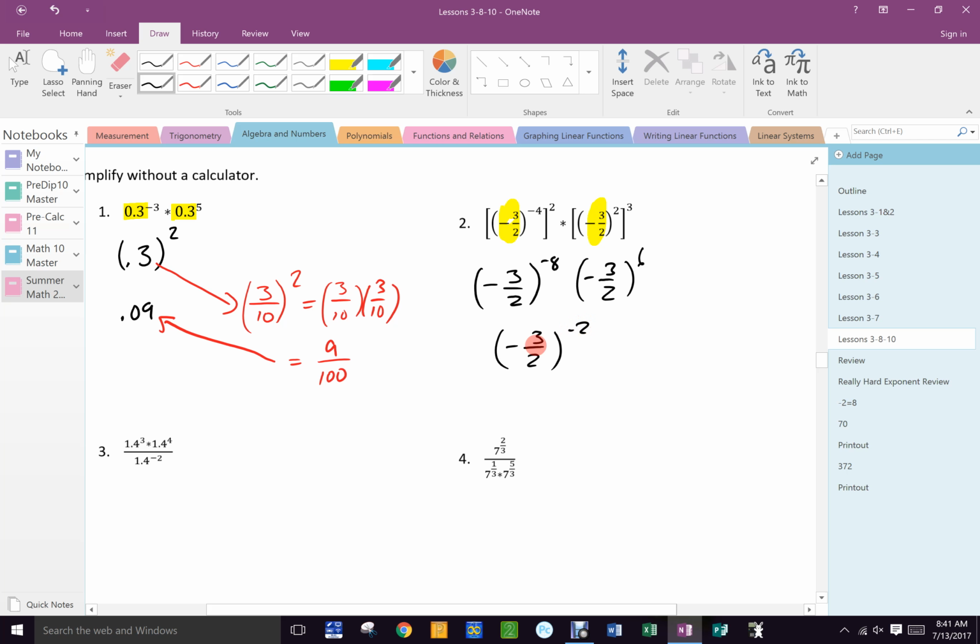What does that negative 2 do to a fraction? Just did it on your quiz. What does a negative exponent do to a fraction? Flips it. So this becomes 3 over 2, 2 over 3, negative 2 over 3 to the positive 2. Square a negative, and then square everything inside, 4/9.